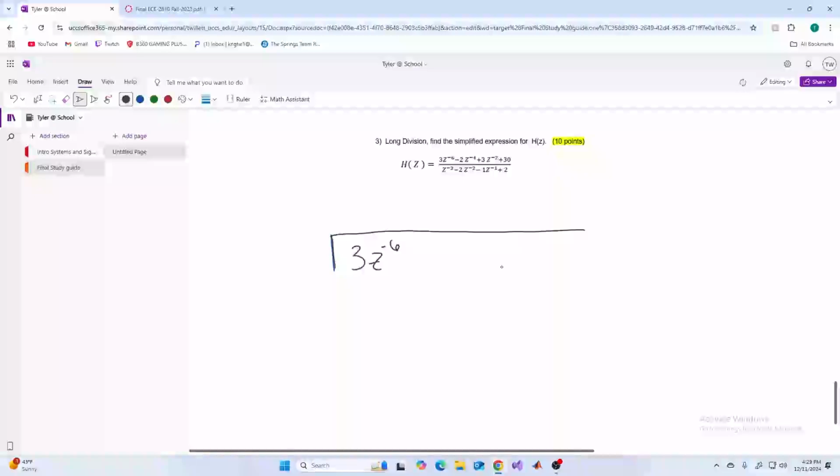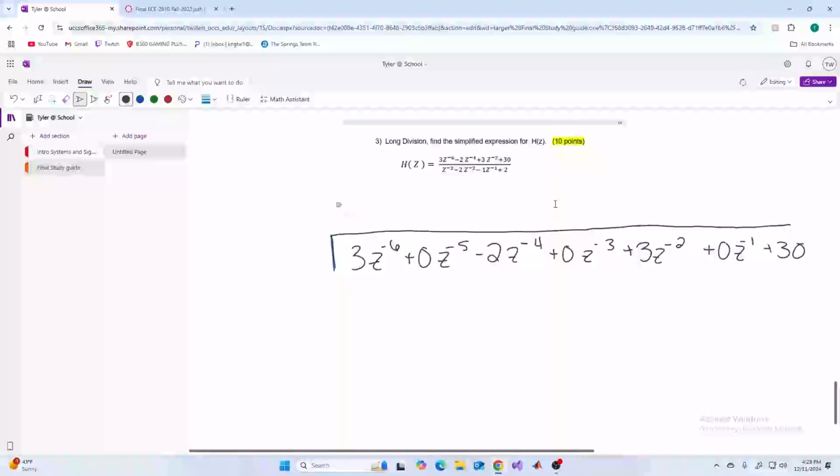3z to the negative 6. Now, personally, I like to use all of them. You will see what I mean. So plus 0z to the negative 5 minus 2z to the negative 4 plus 0z to the negative 3. We're going to continue this that way. Plus 3z to the negative 2 plus 0z to the negative 1 plus 30.